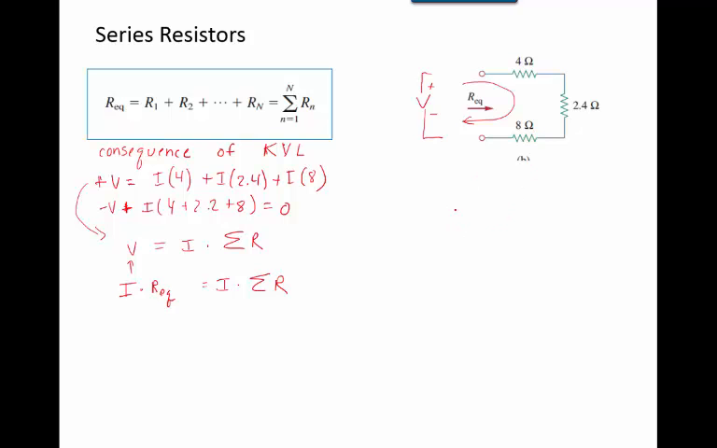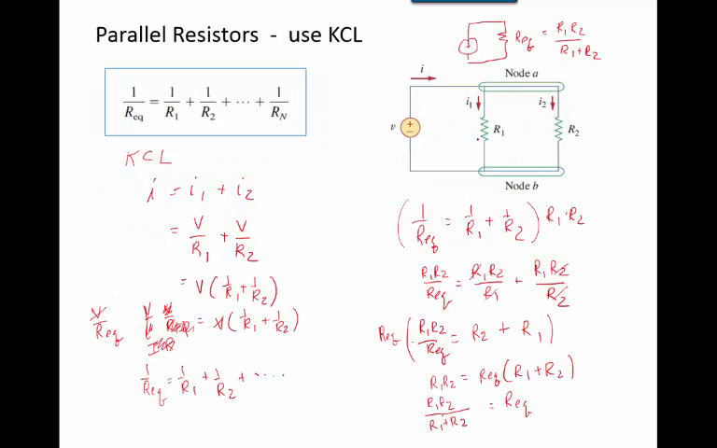Likewise, in the series circuit, I can have my voltage source right here, and instead of having three resistors in series, I could have one equivalent resistance of 14.4 ohms. So I can replace my three resistors in series with one. Here I can replace my two resistors in parallel with one, and that's the value of it.